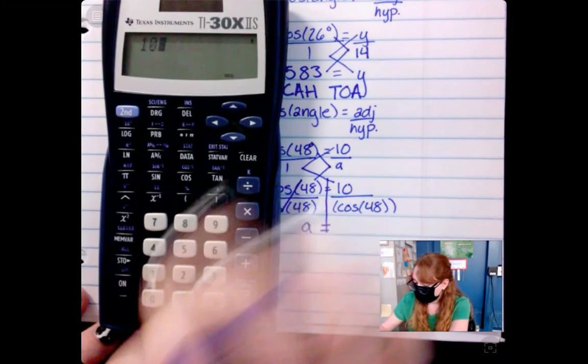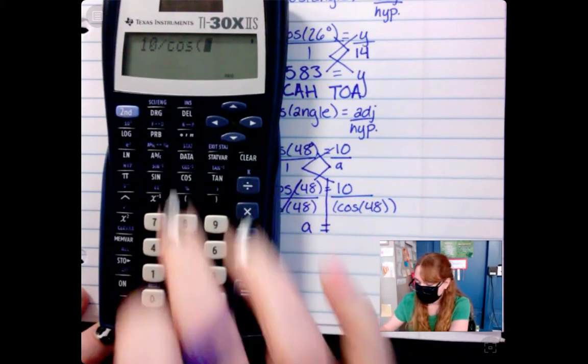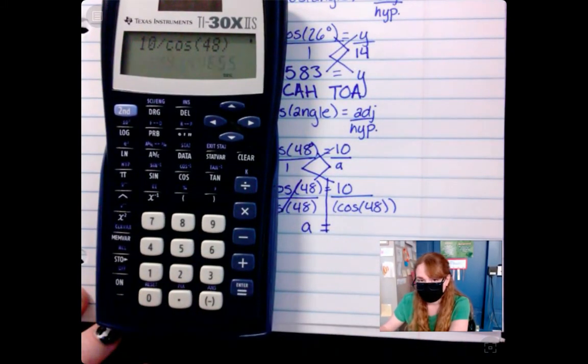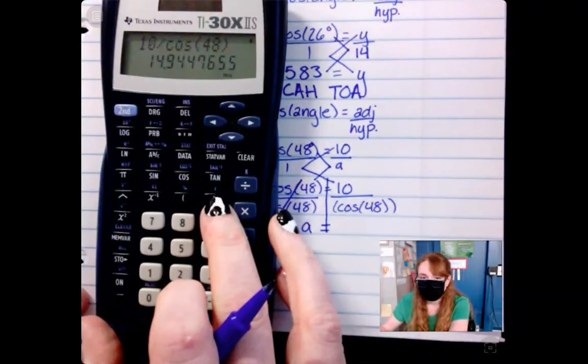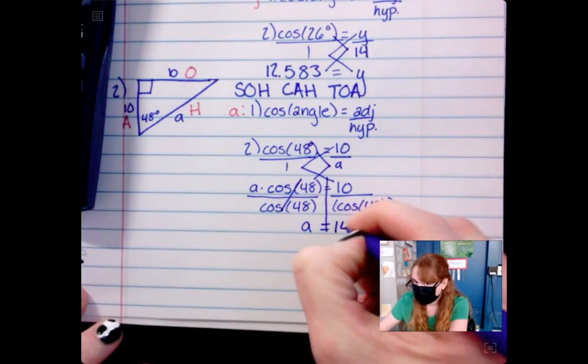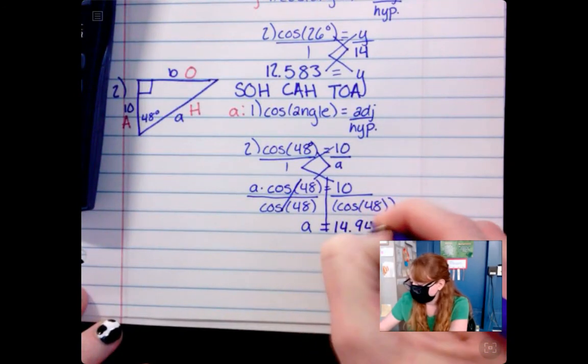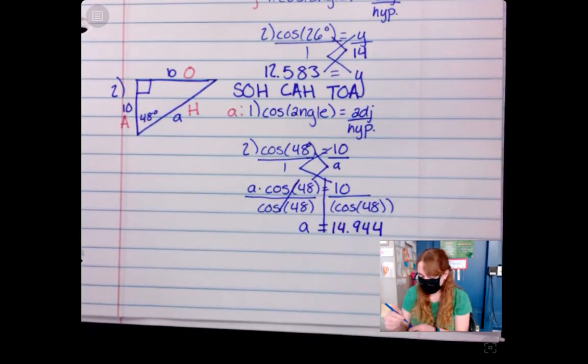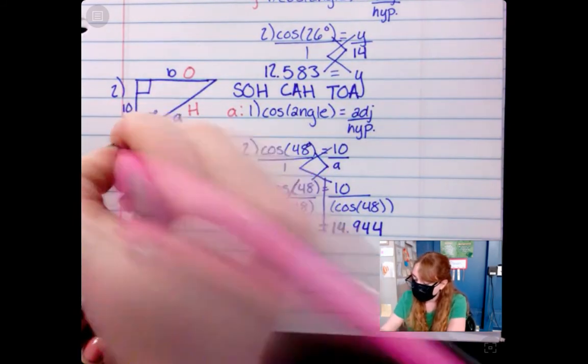So we have 10 divided by the cosine of 48, close parentheses. And we get 14.944. All right. So all we have left to do is solve for B. All right, I'm going to do that over here. We're going to solve for B.